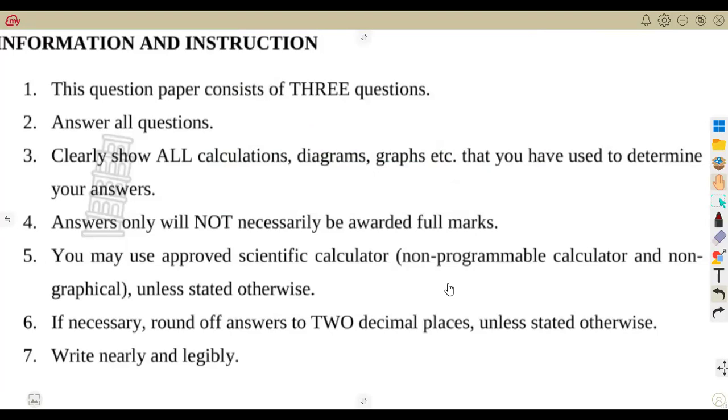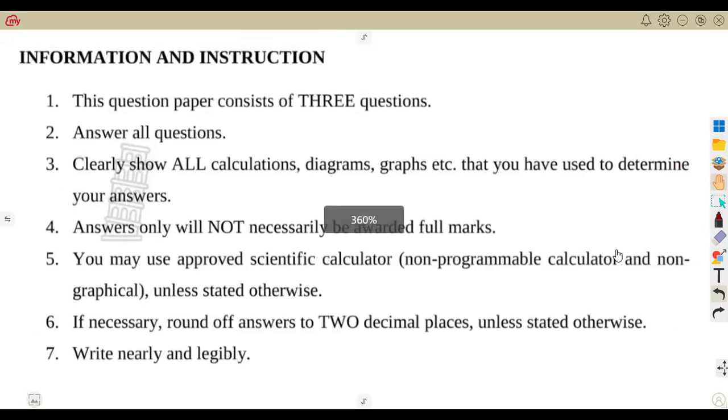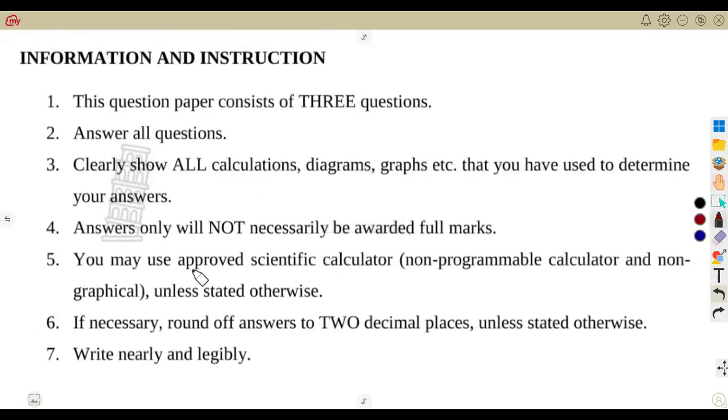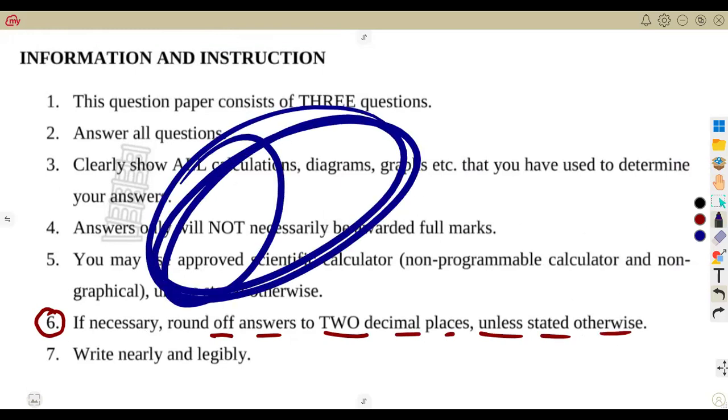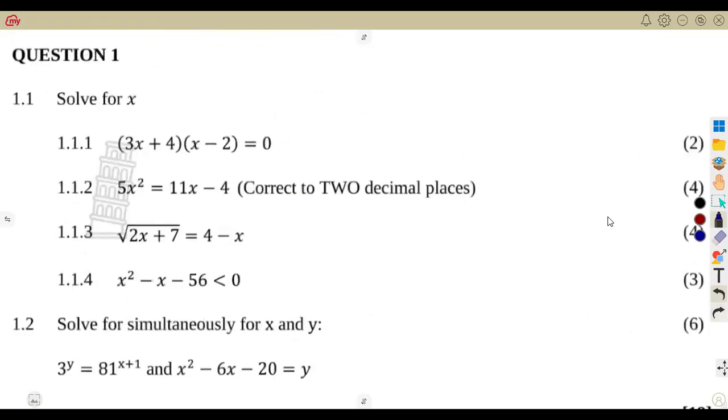All right. Make sure that you follow the instructions, which is the information and instruction that you're given. That is according to our question paper, the most part here. If necessary, round off answers to 2 decimal places unless stated otherwise. But every instruction that you're given there is important. Very, very important. So go through your instructions. I'm not going to waste our time. I'm going to quickly rush through the questions so that you can see how we're supposed to attempt these questions.